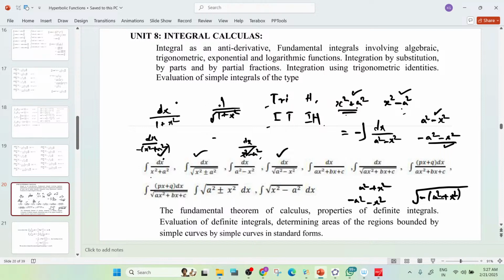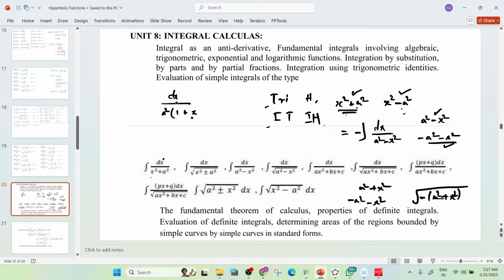So far we have done all of this for x square plus a square, x square minus a square. But the formulas that we have are all for the cases where we have ones, for example, 1 by 1 plus x square. Doesn't matter, we can do a simple substitution. For example, we can take a square common. This becomes 1 by a square into 1 plus x by a whole square.